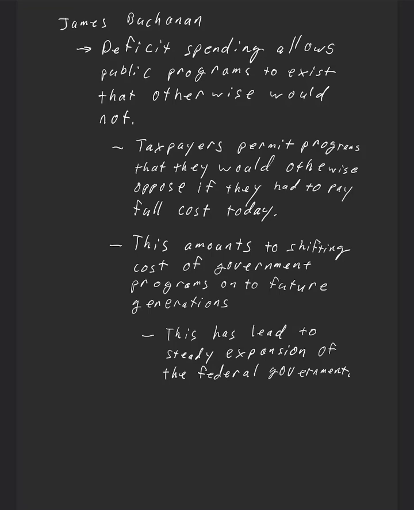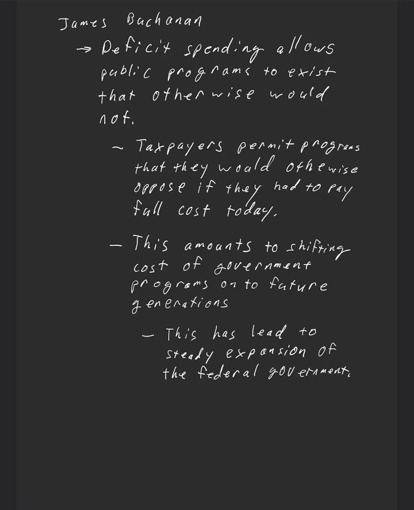So he makes the following points. First, that deficit spending allows public programs to exist that otherwise would not exist, right? So that's the big takeaway. If we understand the world through the important lens of public choice theory, we will understand that deficit spending will allow public programs that wouldn't exist if we didn't allow deficit spending. And this is because taxpayers permit programs that they would otherwise oppose if they had to pay the full cost of it today, right?